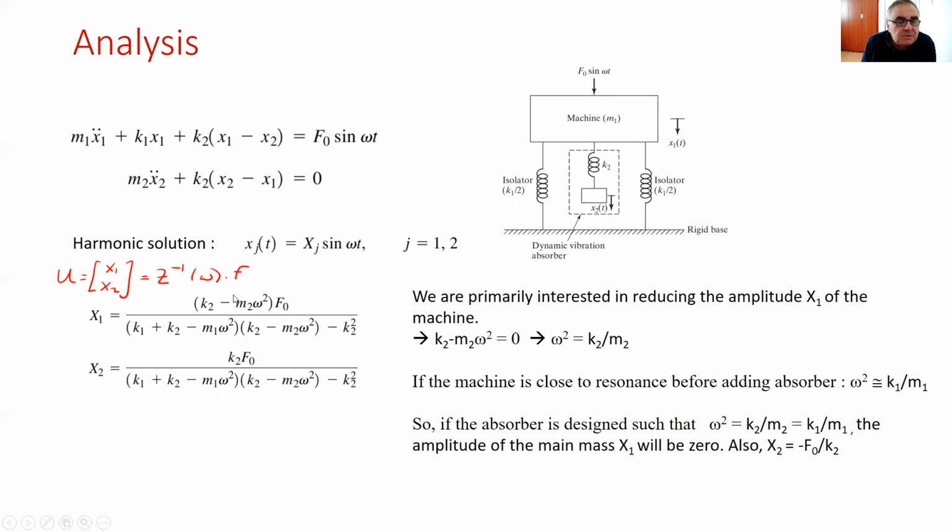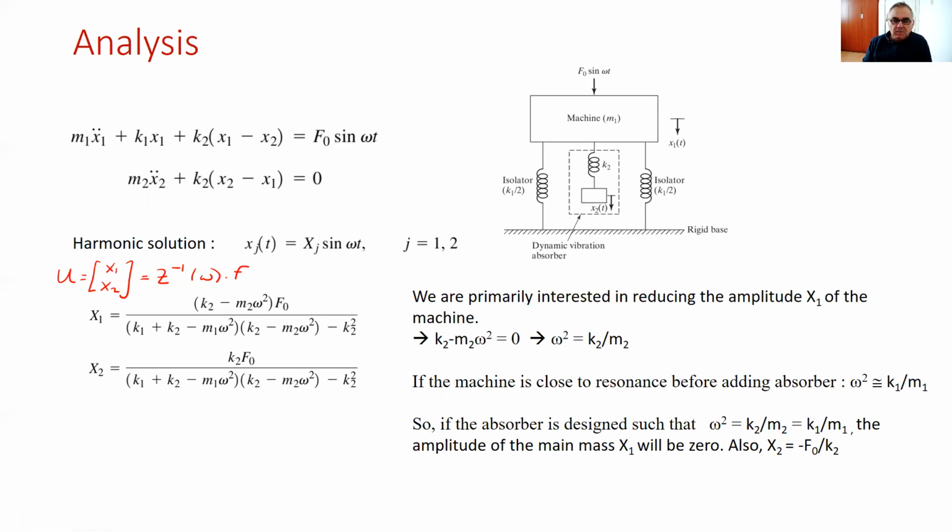And we notice something in the numerator. If K2 minus M2 omega squared, this term, is equal to 0, well, what do we see? In that case, the vibration of the main mass is going to be 0. That is, this mass is going to have 0 vibration, okay? All the vibration is going to be transferred to this second mass, okay? And that will not be vibrating at resonance or anything. It will just be vibrating at a certain frequency.